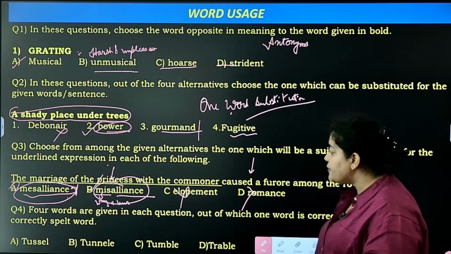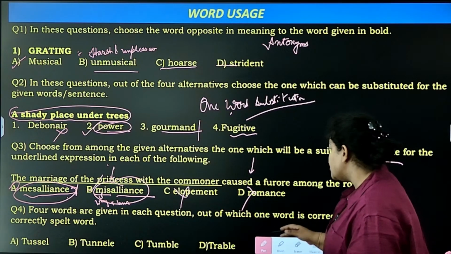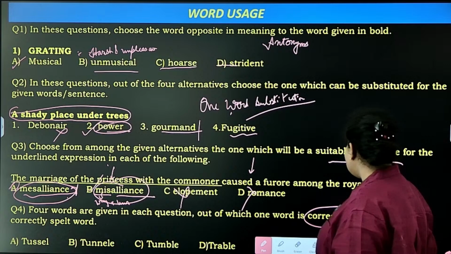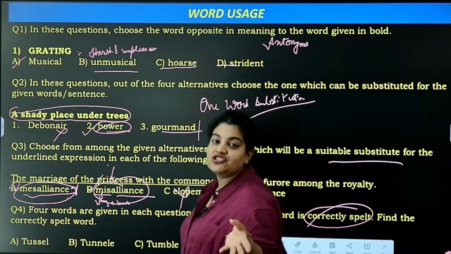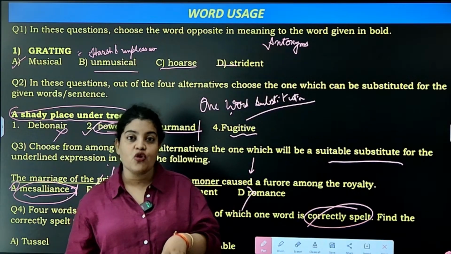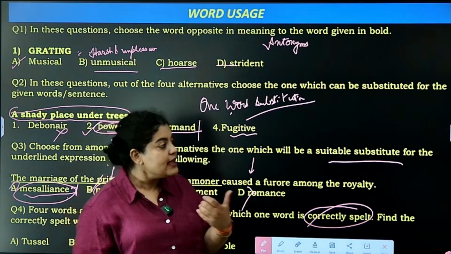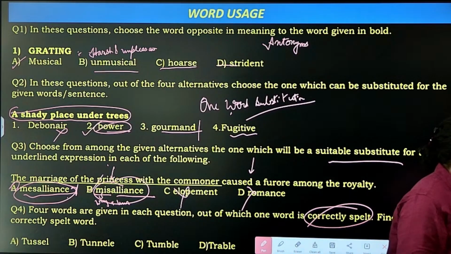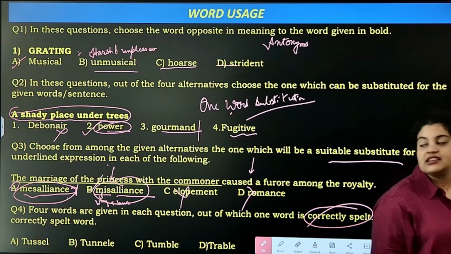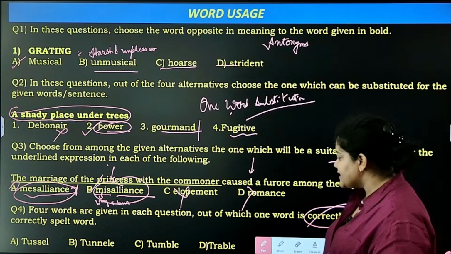Question number 4. Four words are given in the question, out of which one word is correctly spelled. When we talk about vocabulary, it's not just the word and the meaning that we need to focus on, we also need to focus on the spellings. I'm sure this was an easy question. So what is the answer? 4C, 4C to everyone. Yes, what is stumble?